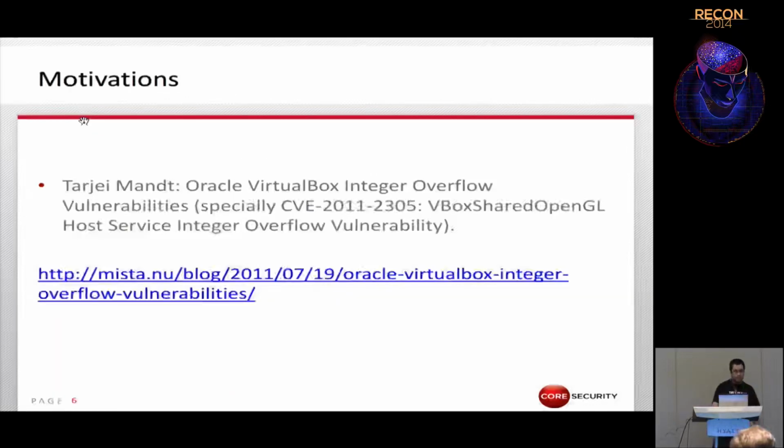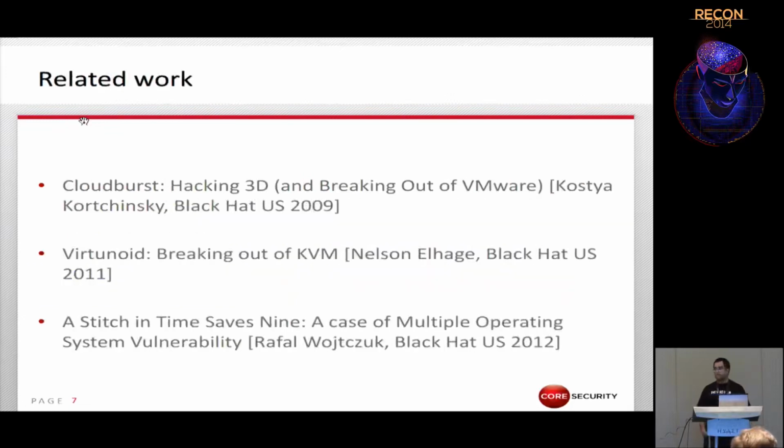So, the main motivation for this work was a blog post by Tarjei Mandt, who described memory corruption vulnerabilities affecting this 3D acceleration feature of VirtualBox. After reading that post, I decided to keep working, trying to find vulnerabilities in this code and exploit them in order to escape from the VM. If you're interested in this topic, here you have a brief and really incomplete list of related presentations which describe attacks against hypervisors like VMware, KVM, and Xen.